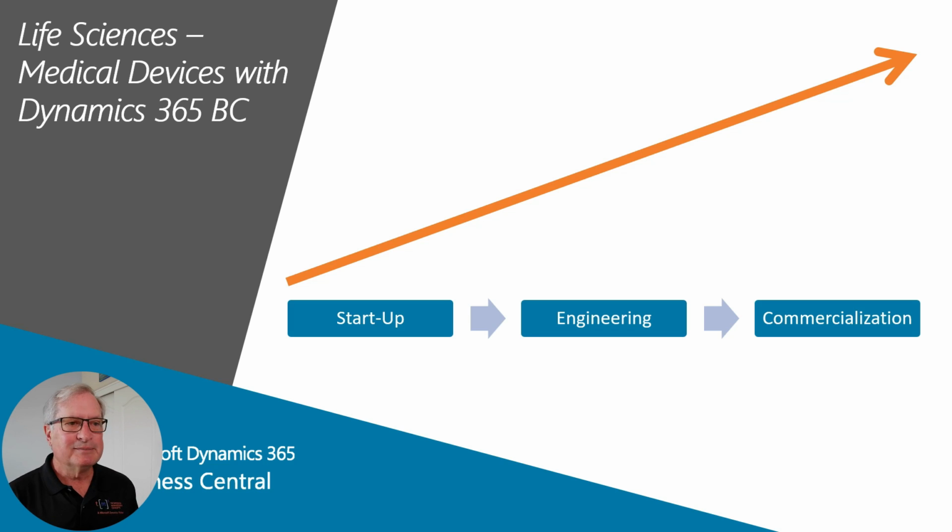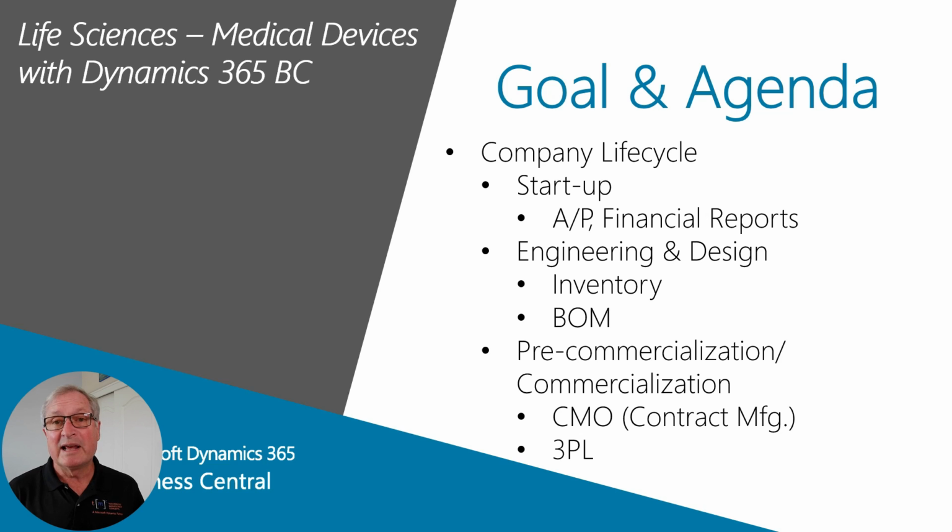So let's get started. From a startup point of view, we're going to be looking at accounts payable and financial reports. This is typically what a startup company needs right at the beginning. And then we'll be looking at engineering and design. We'll look at inventory and bills of material and how you can take that bill of material and produce a finished good item. And finally, we'll look at commercialization.